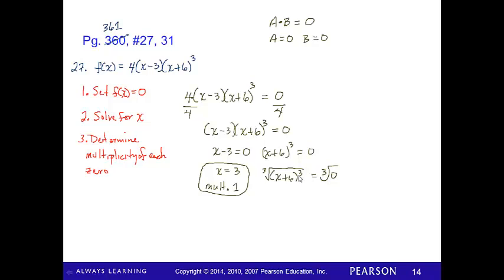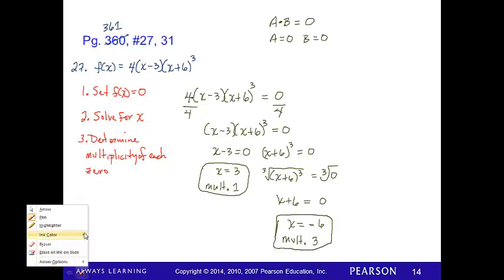The cube root in the third power disappears, so I have x plus 6 equals 0. So x equals negative 6, but it has a multiplicity of 3 because it actually appears 3 times. So we found our zeros and our multiplicity.